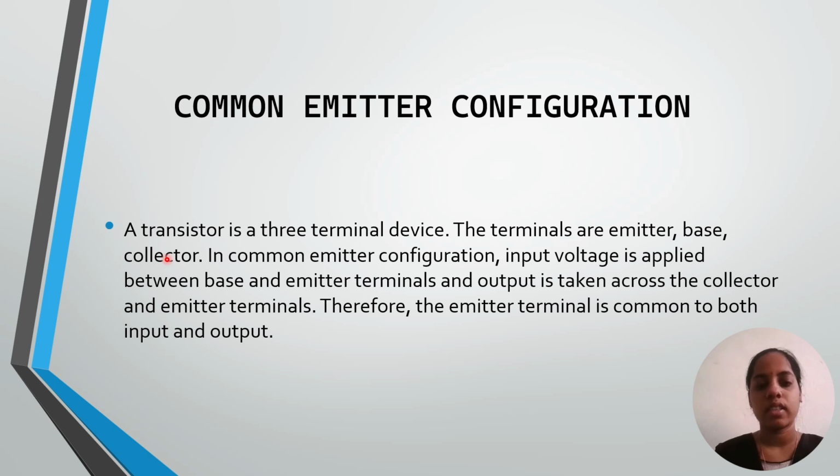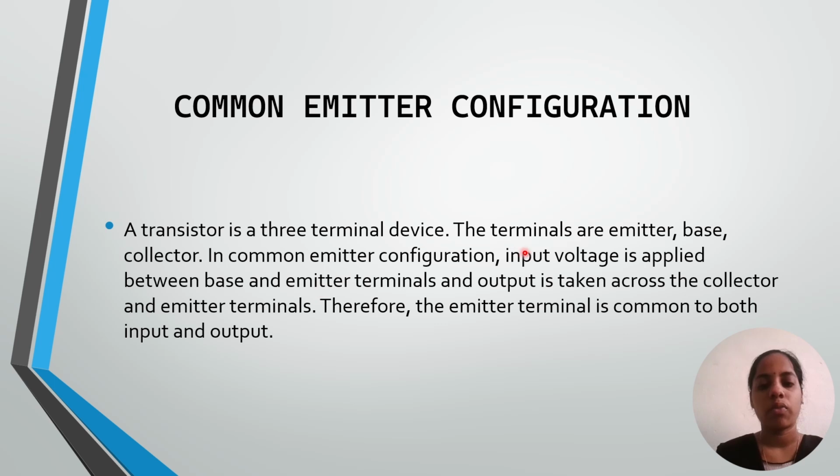A transistor is a three-terminal device. The three terminals are emitter, base, and collector. Here, emitter means heavily doped, base means moderately doped, and collector means lightly doped.